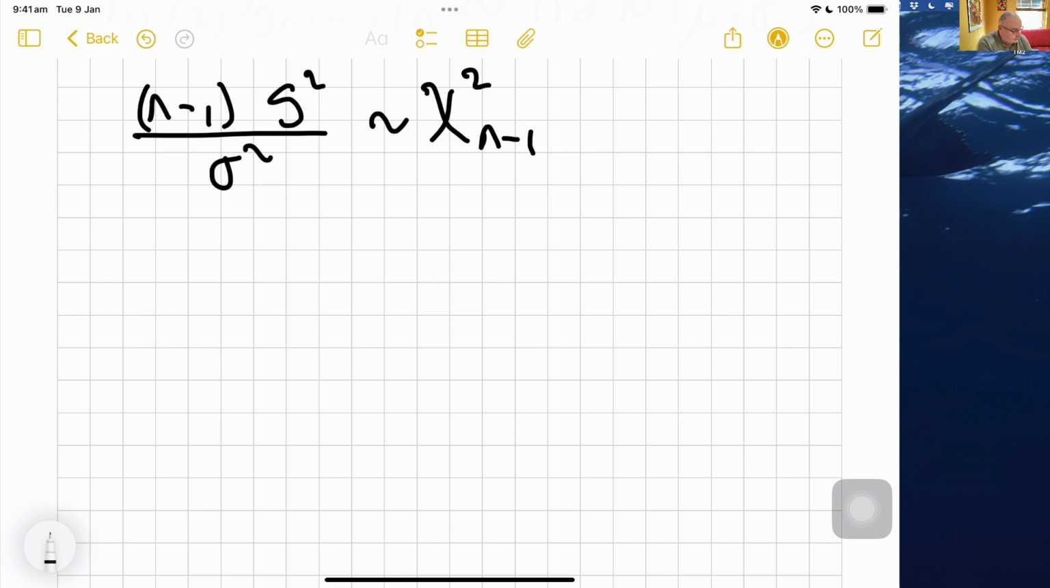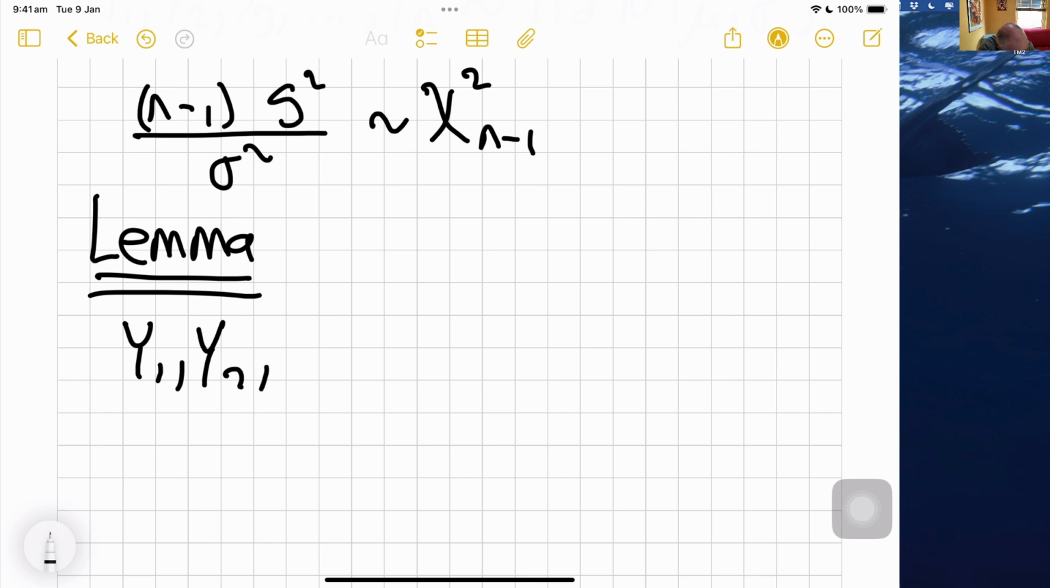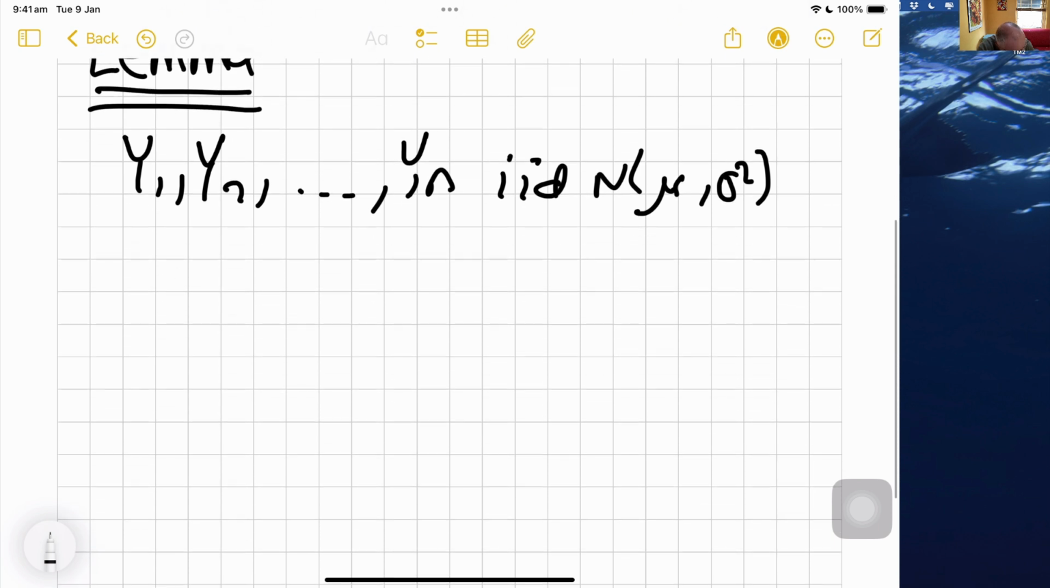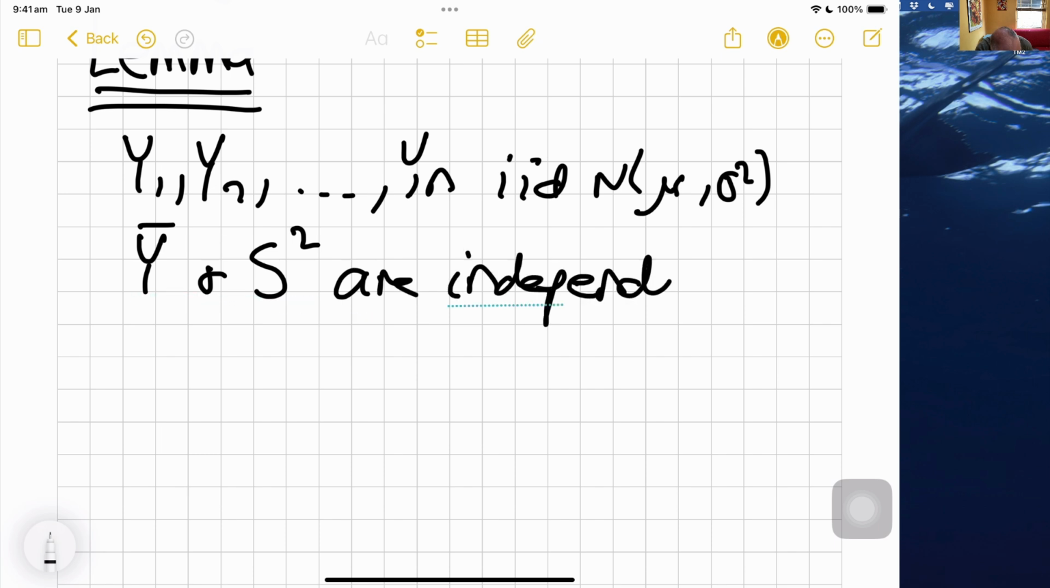For this, we're going to need a lemma. And what is a lemma? It's basically a proof that we're going to assume and use later. So in this case, we've got y1, y2, dot, dot, dot, yn are IID normal, mu, sigma squared, the same as before. But if this is the case, the sample mean, which I'll denote by y bar, and the sample variance, s squared, are independent. So you can see my bad handwriting. If we're lucky, Apple will make that slightly better.